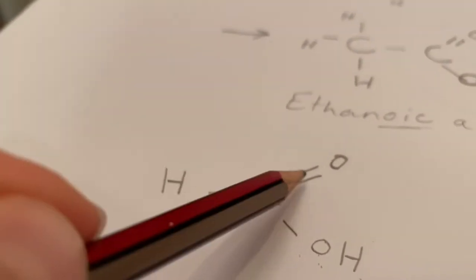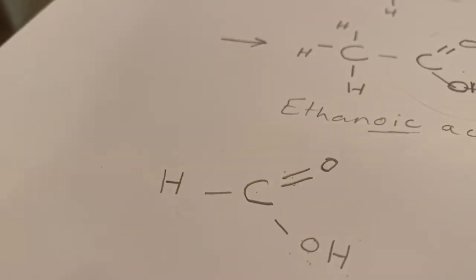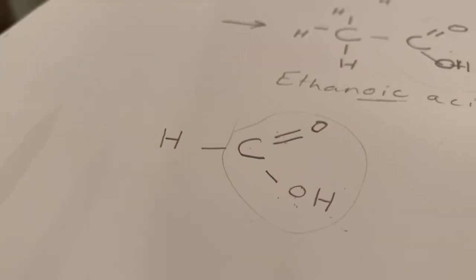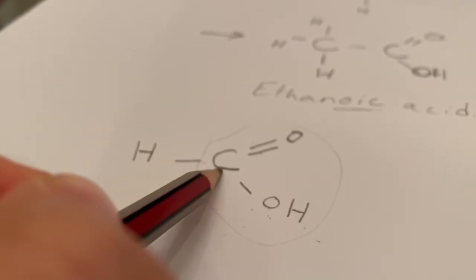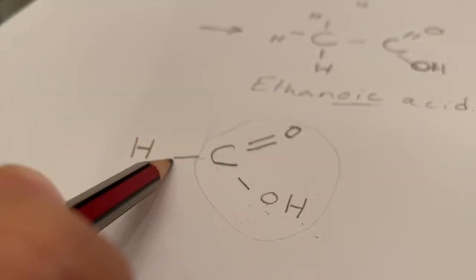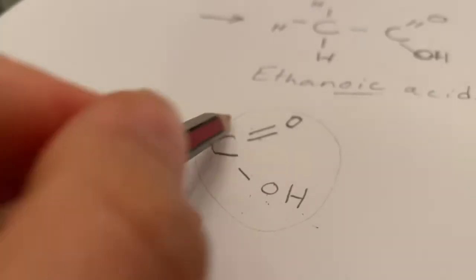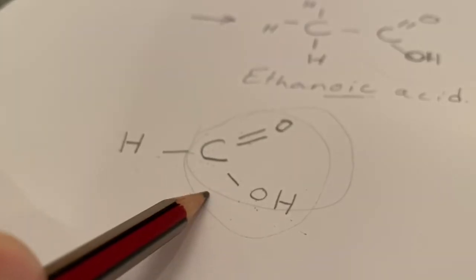Now this is methanoic acid: 1 carbon, double bond with oxygen, 1 bond with a hydroxide group. All this is the carboxylic group. And for the 4th bond of carbon, this is 1, 2, 3, and the 4th is bonded to hydrogen. This is 1 carbon with the carboxylic group, so this is methanoic acid.